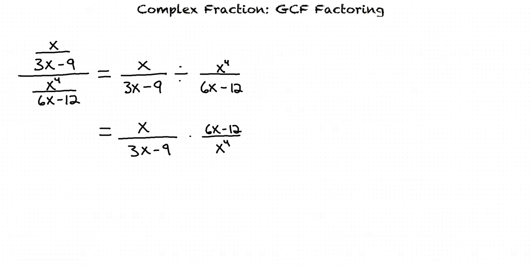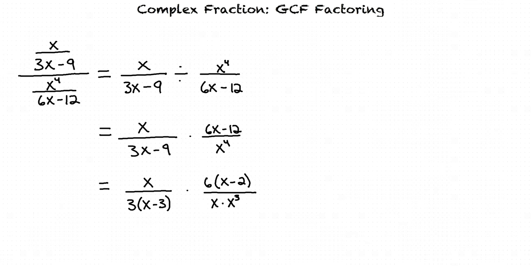We start by factoring 6x - 12. This results in 6 times (x - 2). Let's also factor the terms in the denominators of both fractions as well. We can factor out a 3 from the first fraction, and this results in 3 times (x - 3). Finally, we can factor out an x from the denominator of the second fraction, and the result is x times x cubed. Now let's look to see what we can cancel.